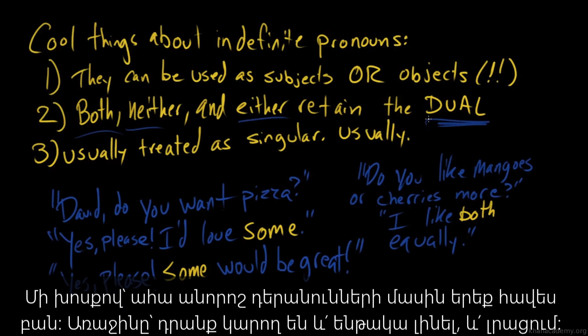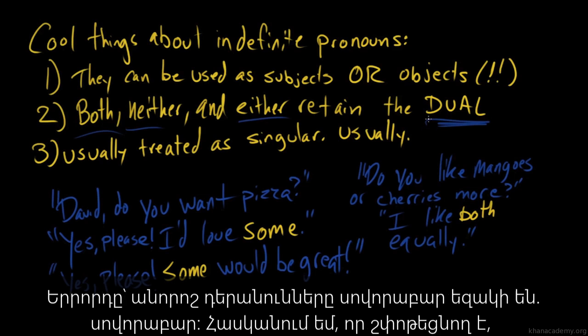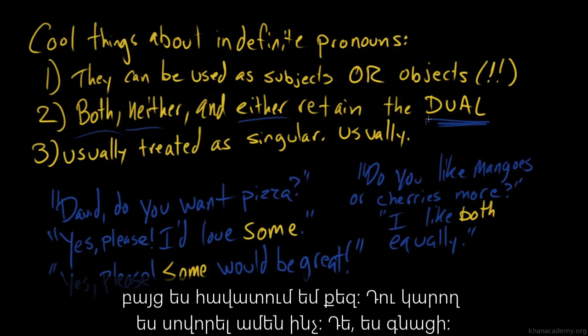All right, here are the three cool things about indefinite pronouns. Number one, they can be used as subjects or objects. Number two, both, neither, and either retain the dual form, which is super weird. And number three, indefinite pronouns are usually treated as singular. Usually. I know that's confusing, but I have faith in you.